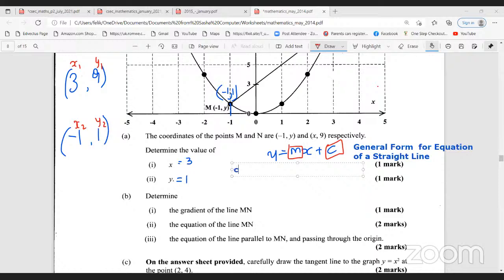All right, so C is the y-intercept, where it crosses the y-axis. All right, so you're on point there.